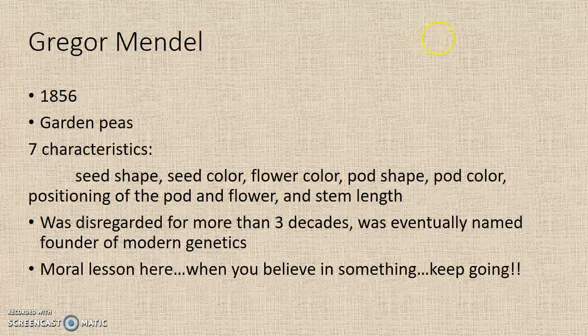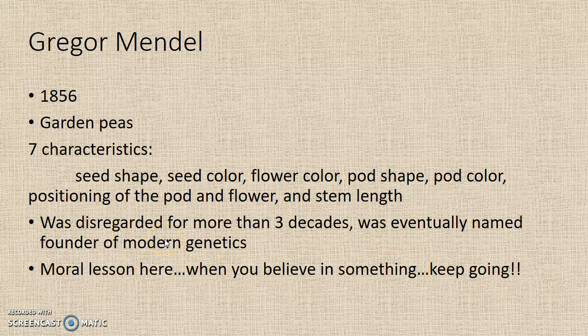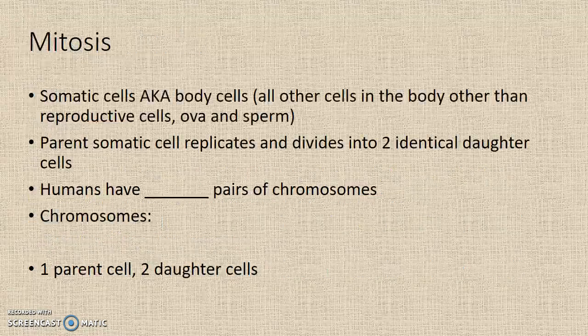He was looking at these 7 different characteristics: seed shape, seed color, flower color, pod shape, pod color, and on, okay? He presented his work, but he was disregarded for more than 3 decades. However, he was eventually named the founder of modern genetics, okay? So the idea behind that is if you truly believe in something, keep going and keep pursuing it, because you might be right. But Gregor Mendel with his pea plants is credited for the beginning of modern genetics.